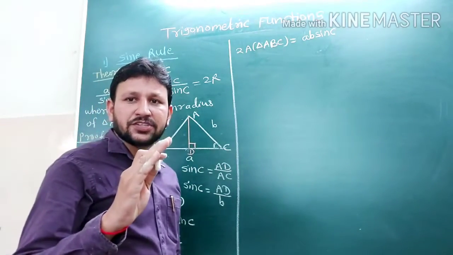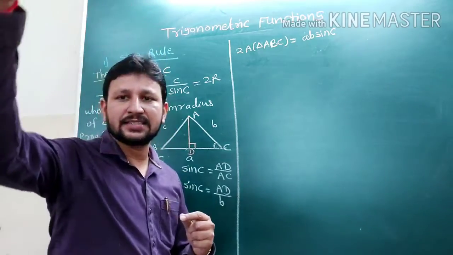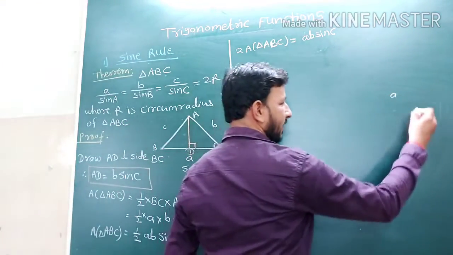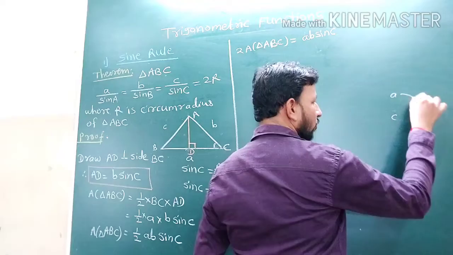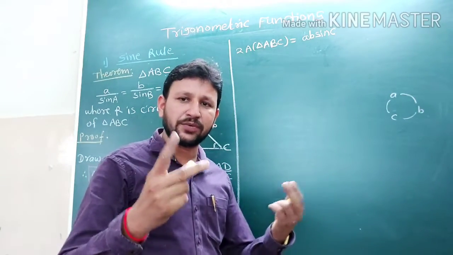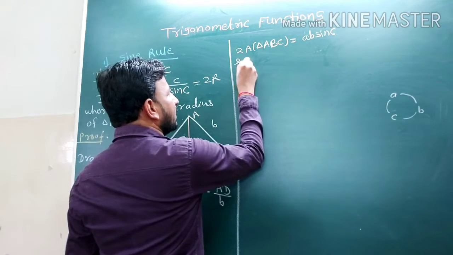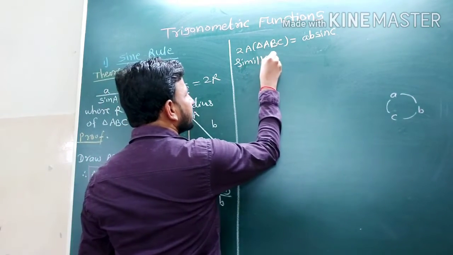By cyclic rotations, a is replaced by b, b replaced by c, and c replaced by a, like this: a, b, and c. Rotation wise we are changing. You will get the area of the triangle in the other 2 different ways. See the other 2 methods here, writing directly, similarly.